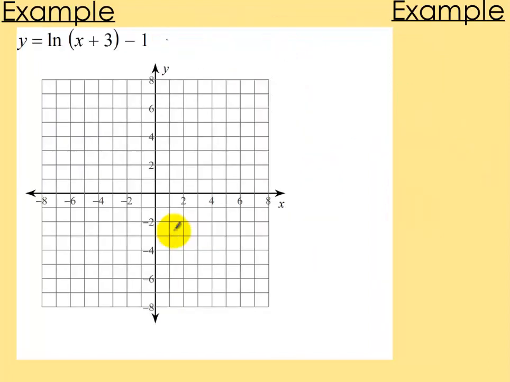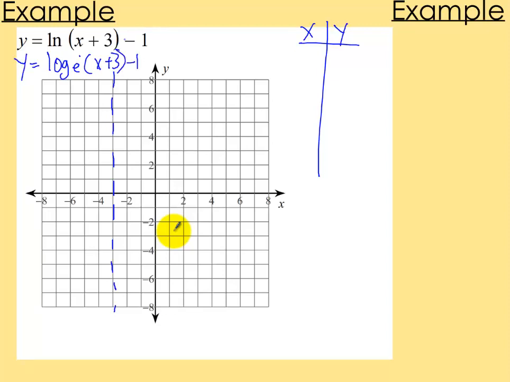Last one, pause the video. Okay, log function. So my asymptote is going to be at negative 3. So I'm going to graph that. And then I want to figure out what value for x is going to make that the natural log. When you say ln, that's like log base e of x plus 3, minus 1.